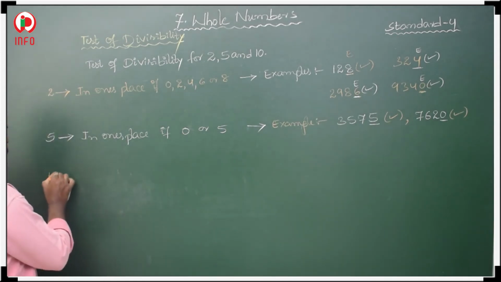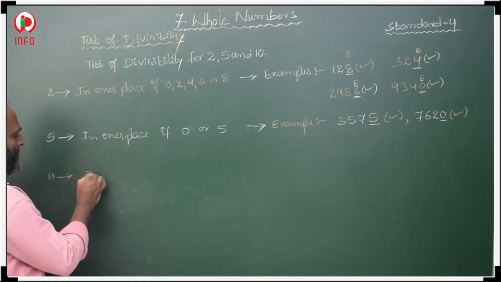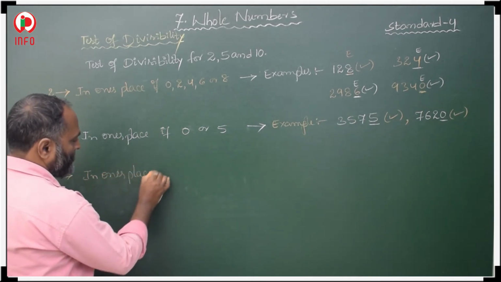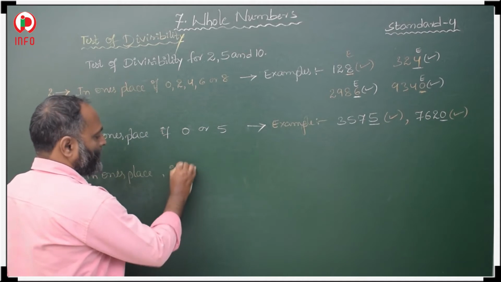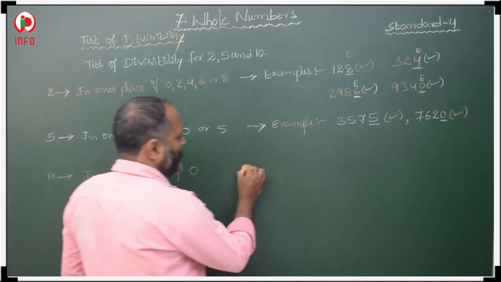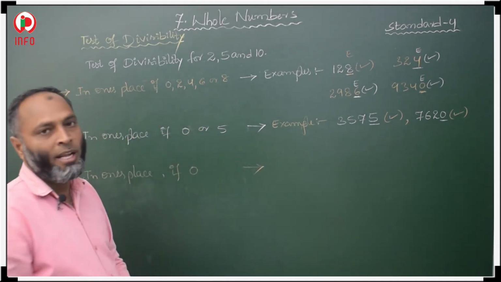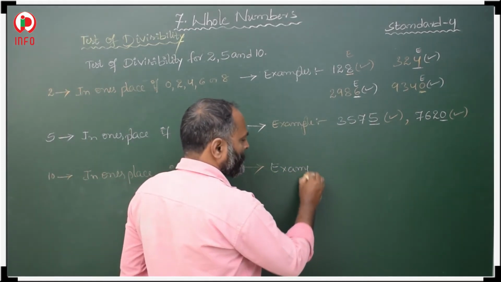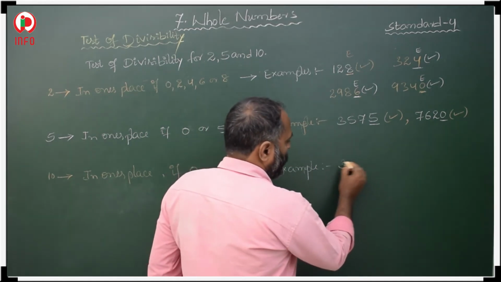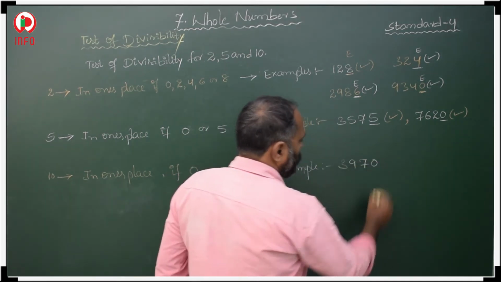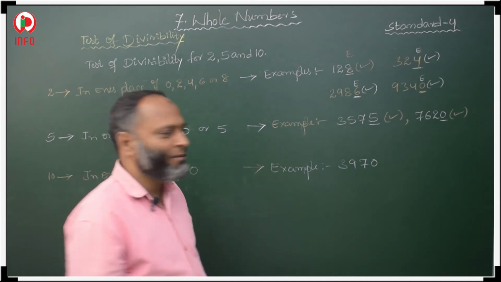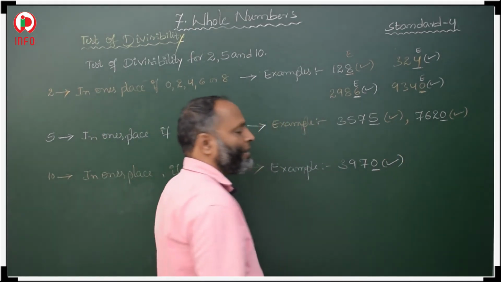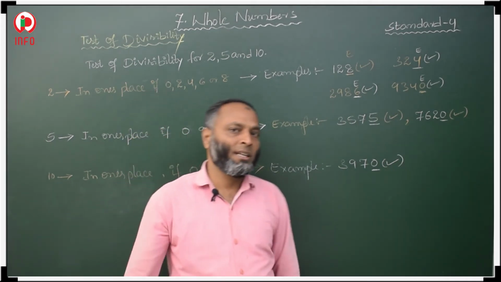Then 10. In ones place of a given number, if 0 is there, then that number is divisible by 10. Example, 3970. So what is there in ones place? 0. So it is divisible by 10.